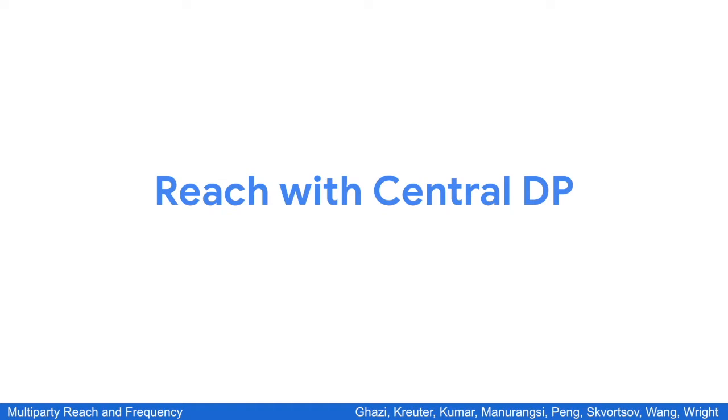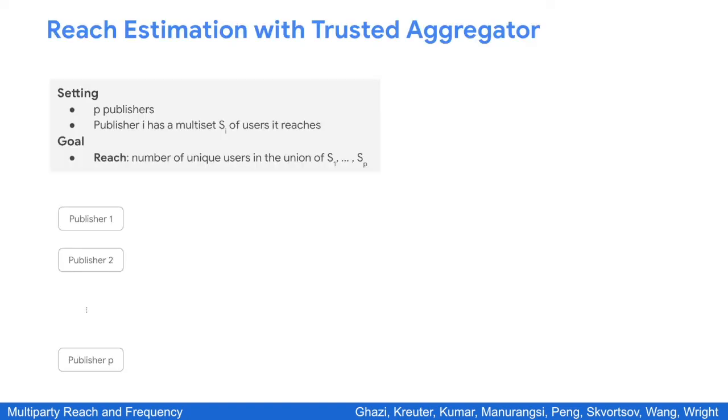Even before we talk about the multi-helper model, let us start with the simpler and more popular central model of differential privacy. In the central model of differential privacy, there is a trusted aggregator. In this case, the publishers can send their data to the trusted aggregator, who then produces the estimated reach.